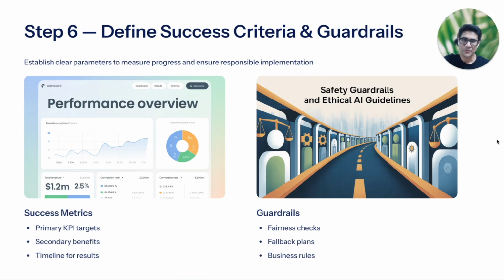Moving on, you need to also define what your success criteria and guardrails are. And we've spoken at length about success criteria in terms of measurable goals. So I'm not going to go deeper into that, but guardrails, of course. So is it fair?